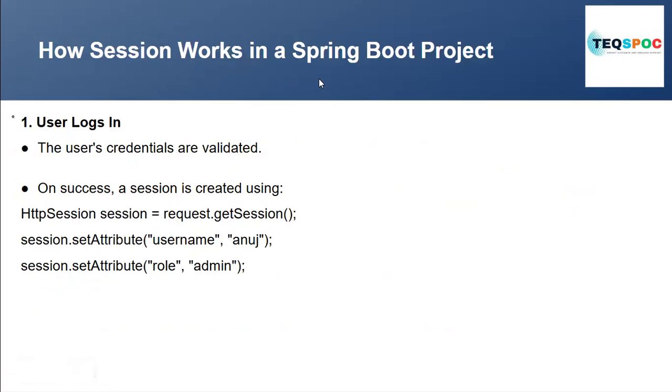So how does a session work in the Spring Boot project? Basically, we use the session for login. The user credentials are validated, meaning if the user credentials are right and valid, then you will get a success message. A session is created by using this line of code: HttpSession session equals request dot getSession. Then session dot setAttribute, meaning we are now setting the attribute, like username equals Anuj, and session dot setAttribute role equals admin.